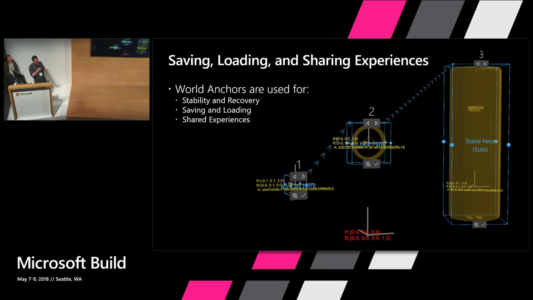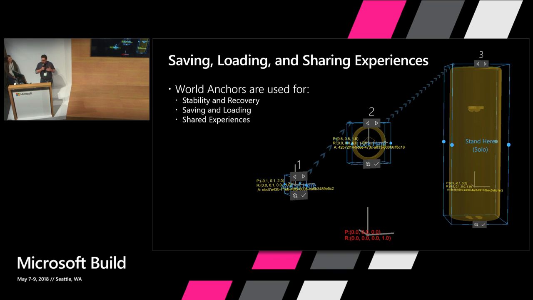Why do we use world anchors so much? They're very important for three main reasons here. One is that they're used for stability and recovery. If your device loses tracking for any reason, or if you walk all the way across the room and come back, any object with a world anchor attached to it is much more likely to stay where it's supposed to be. We also use them for saving and loading layouts. Without the world anchors, it would be impossible to create this application. We couldn't save to disk, or load from disk.